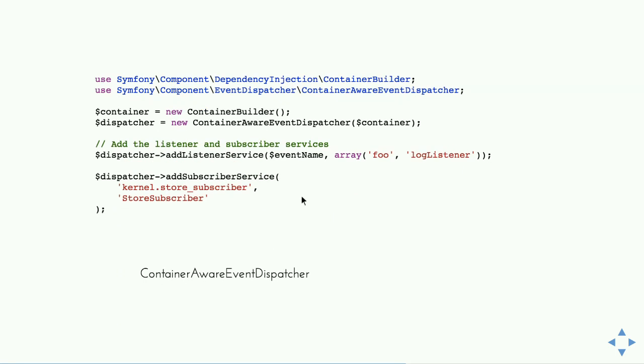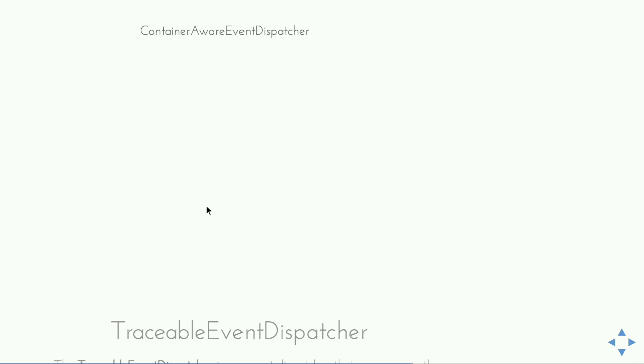This is how you would work with a container aware event dispatcher. You would have your container instantiated, and then you would pass that in as an argument to your container aware event dispatcher. And then, as usual, you would add your listeners and subscribers as services. The same process applies here as well. With listeners, you would need to pass in the extra information explicitly, which you would not need to do with subscribers.